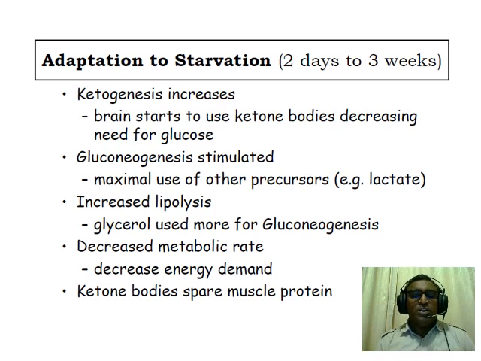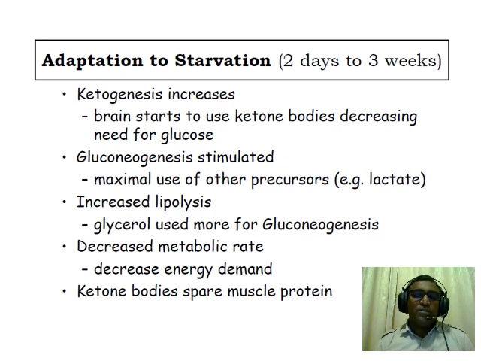And then gluconeogenesis will be stimulated at the maximum level, where it can use these 2-carbon, 3-carbon precursors such as lactate. Lipolysis and beta oxidation can also be activated at maximum, and lipolysis uses fatty acid. Fatty acid comes from triglyceride. When fatty acid is taken from triglyceride, you also have glycerol, and glycerol can also be a precursor for gluconeogenesis.